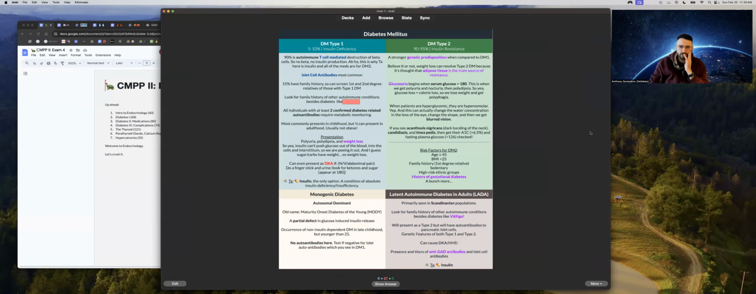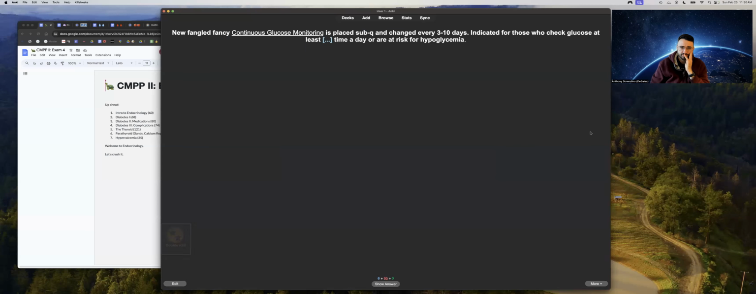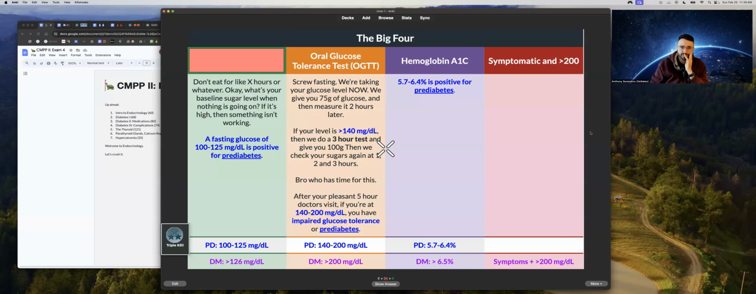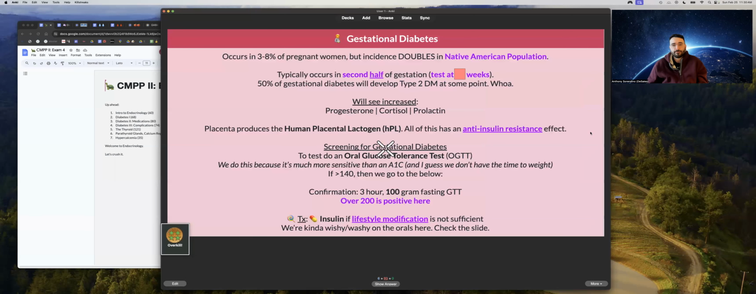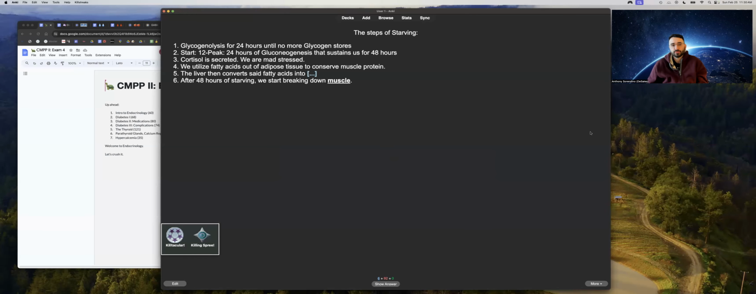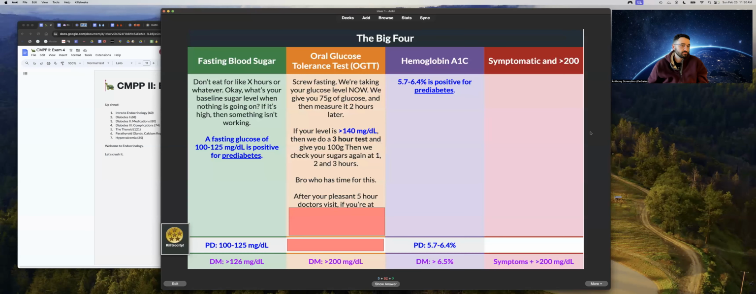Look for family history of other autoimmune conditions besides diabetes, like vitiligo. Glycosuria begins with serum glucose 180. 4 times a day, you get the implantable thing. This is just fasting blood glucose. Test at 24 weeks. Ketone bodies. Pre-diabetic for OGTT. (140 to 200).